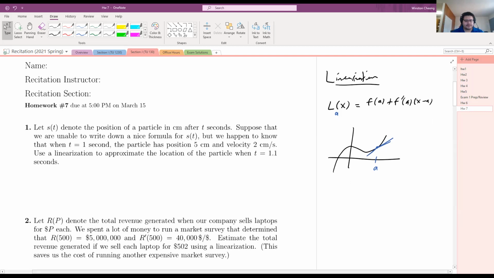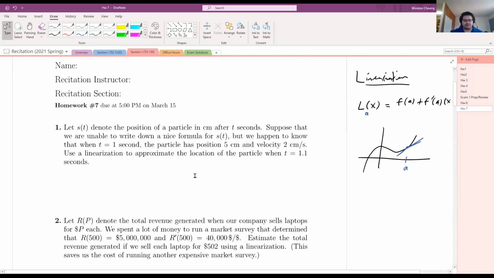All right. Now let's go ahead and do a few problems. For this one, the information is basically just given to you. You just have to read it. So we want to work with this function s of t, but we're not given very much information about it.